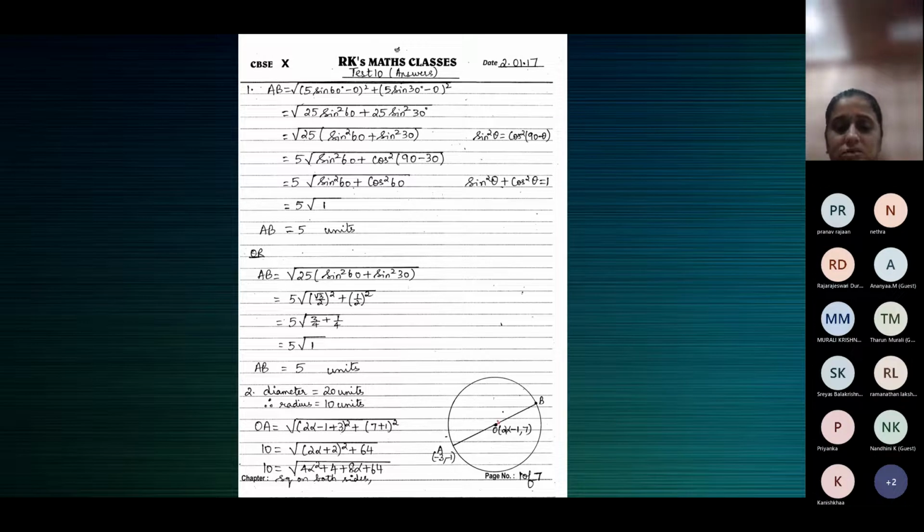It's not necessary to show this point B. Not needed. O is 2 alpha minus 1, 7. A is minus 3, minus 1. Clearly, that's a radius. The circle passes through A, which means A lies on the circumference. OA is the radius, 10.